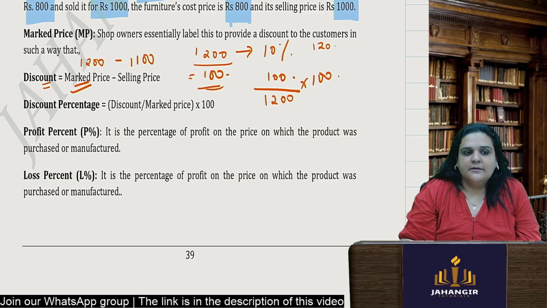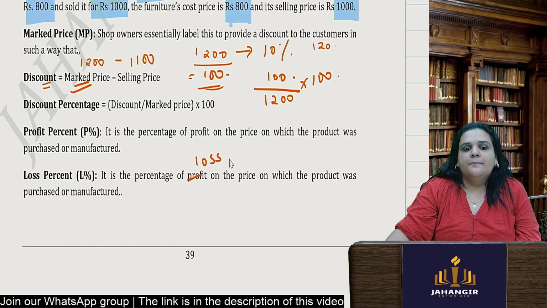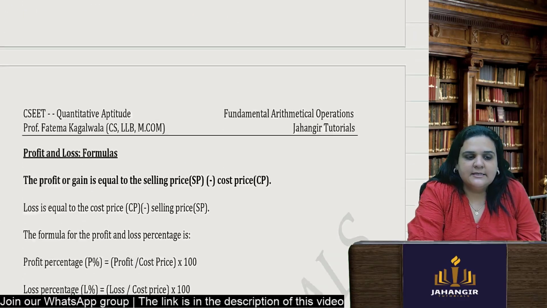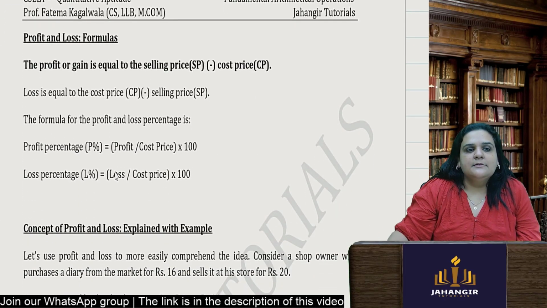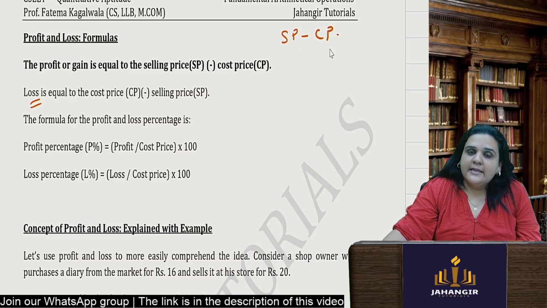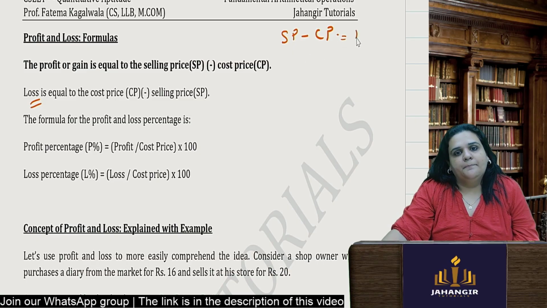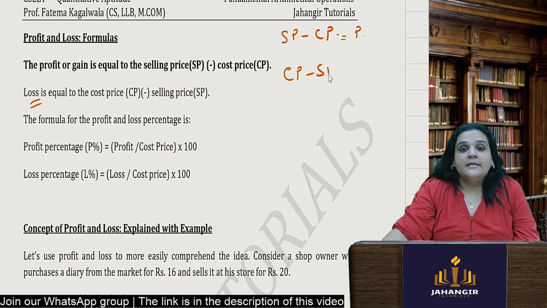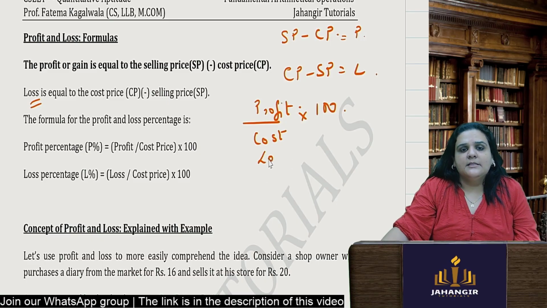Profit percentage is the percentage of profit on the price at which the product was purchased or manufactured, etc. Loss percentage is the percentage of loss on the price at which the product was purchased, manufactured, etc. Profit and loss formulas. When will I have profit? When I subtract my cost price from my selling price, I will have profit. But if my cost price is more than my selling price, I'll have a loss. Profit percentage will be nothing but profit upon cost into 100. Similarly, loss percentage is nothing but loss upon cost into 100 always.